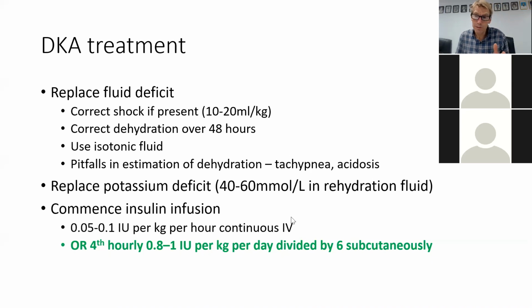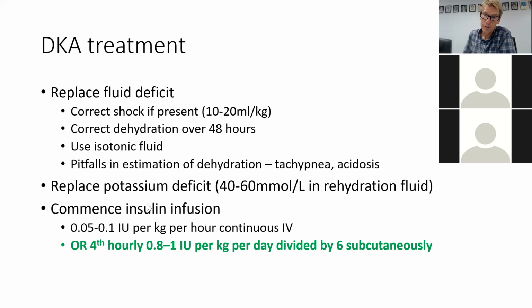You do need to replace their potassium deficit. Usually once they've started passing urine, I'd put in 40 millimoles per litre in the rehydration fluid. If their potassium is very low, then put in 60 millimoles per litre. Then calculate their rehydration volume. I'll tell you about that in a minute. And then we can commence insulin.